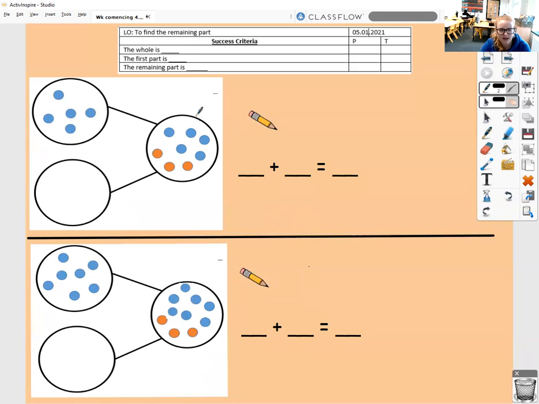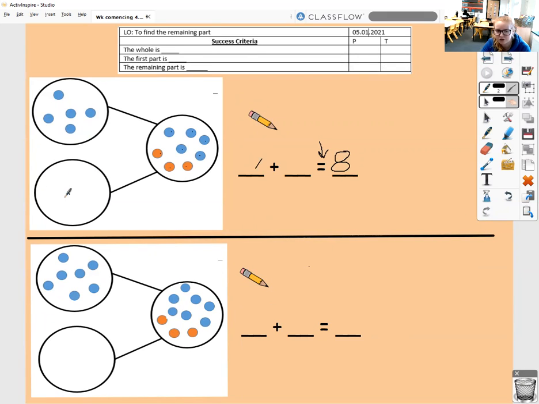So I know that this is the whole of my part-part whole model. And look at my number sentence. My equal sign is here. There are 2 parts on this side, so this must be my whole. So let's count our whole. 1, 2, 3, 4, 5, 6, 7, 8. My whole is 8.